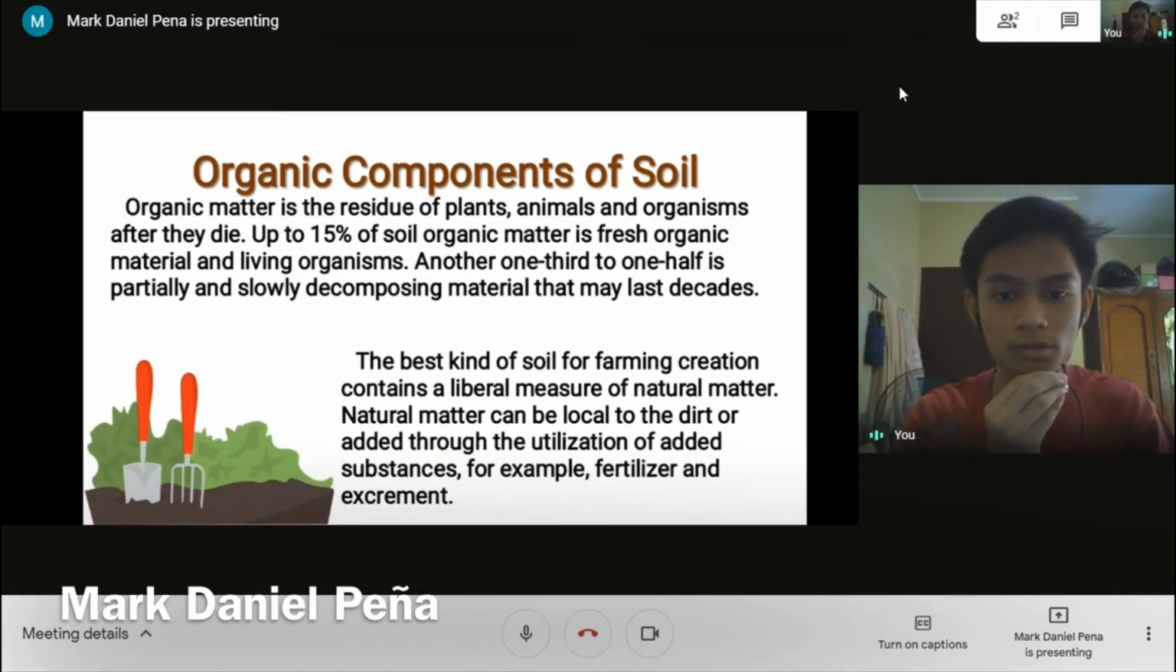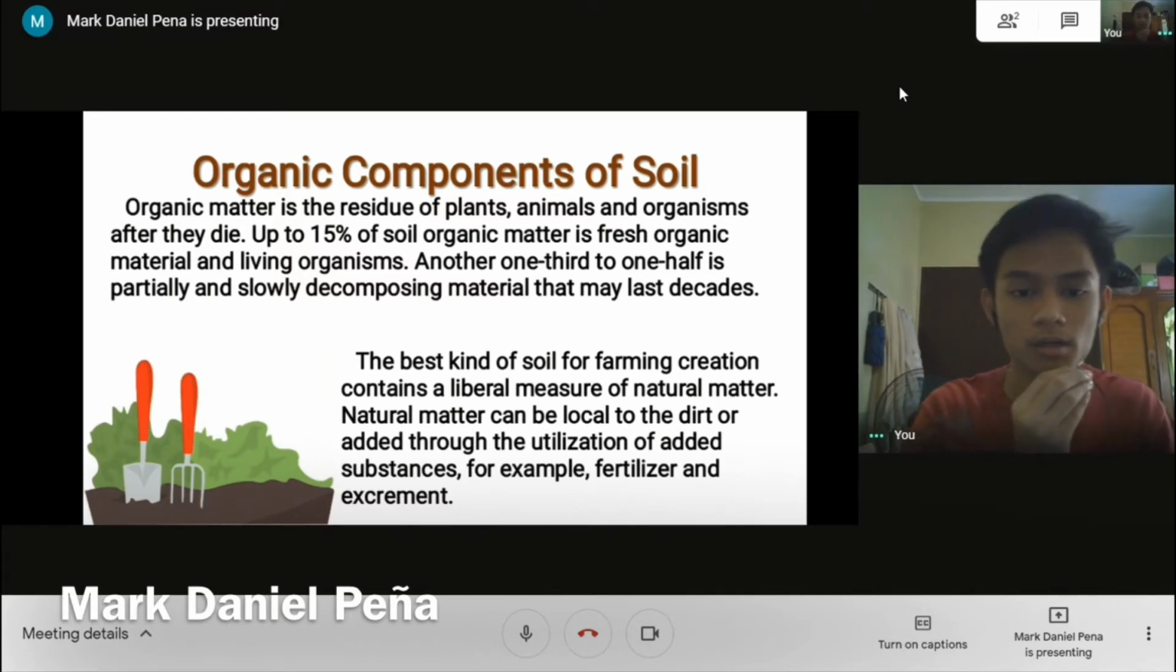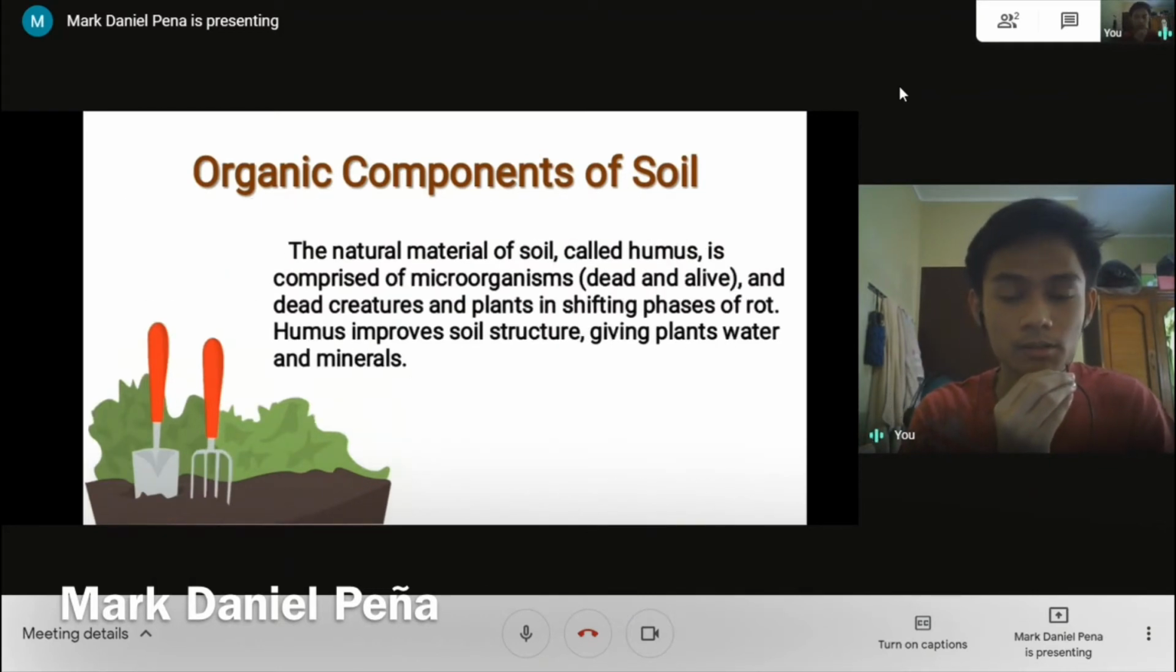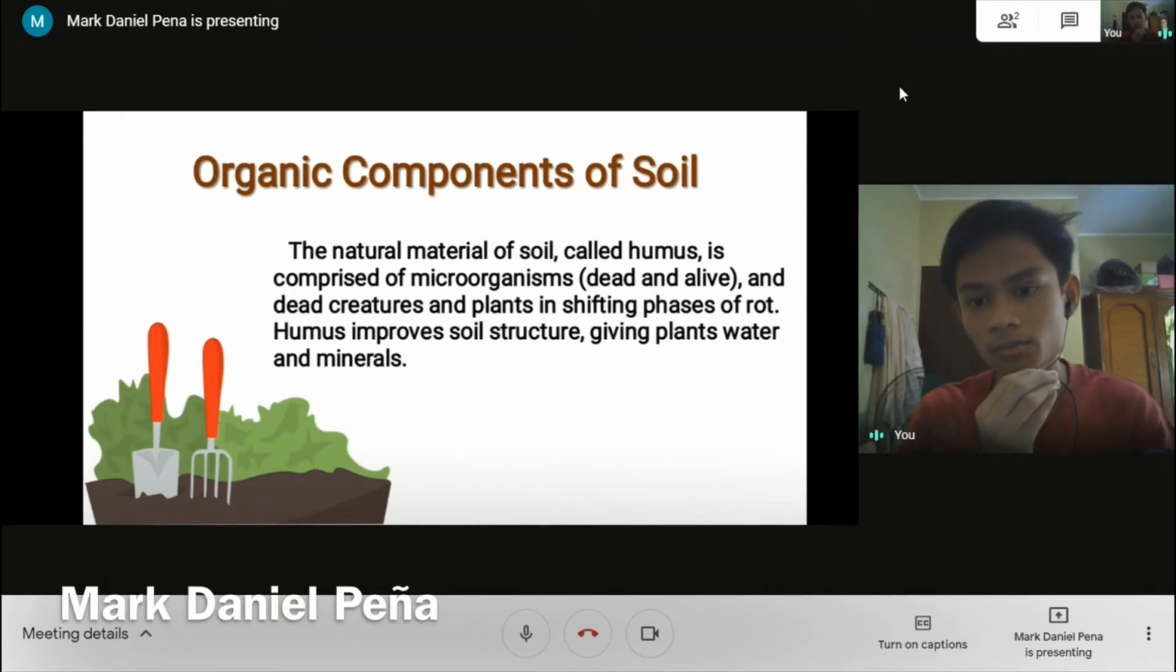The best kind of soil for farming contains a liberal measure of natural matter. Organic matter can be native to the soil or added through additives, for example, compost and manure. The organic material of soil is called humus, and it is comprised of microorganisms, dead and alive, and dead creatures and plants in varying phases of rot. The thick brown or black substance that remains after most of the organic litter has decomposed is called humus. Humus improves soil structure, giving plants water and minerals.